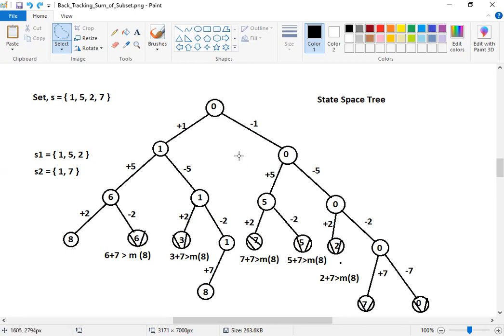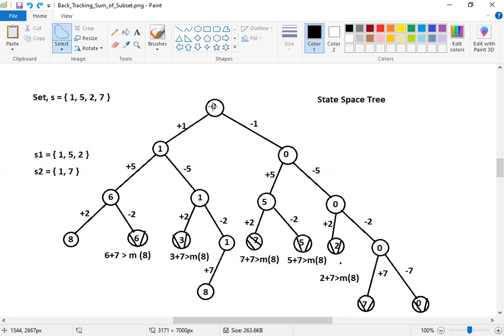Okay, now let me briefly go through this one, how I have derived the right child tree of 0. Now, pay attention here. The first element is 1, so I will not consider 1 in calculating the subsets. If I don't include it, I need to represent the edge by a minus sign.